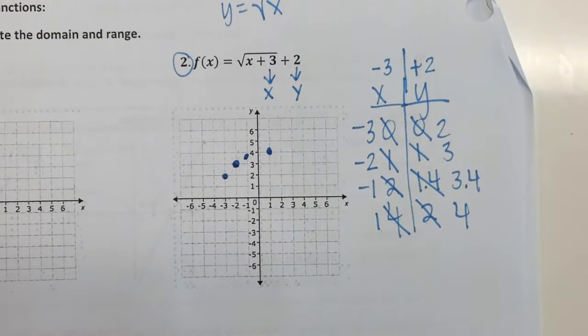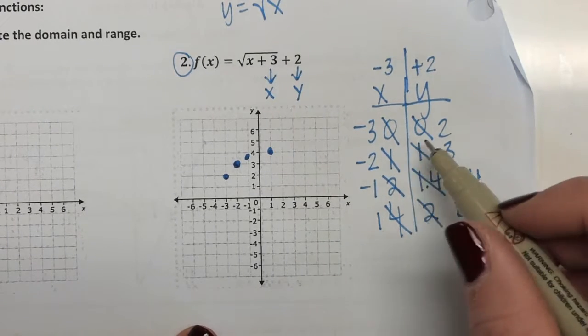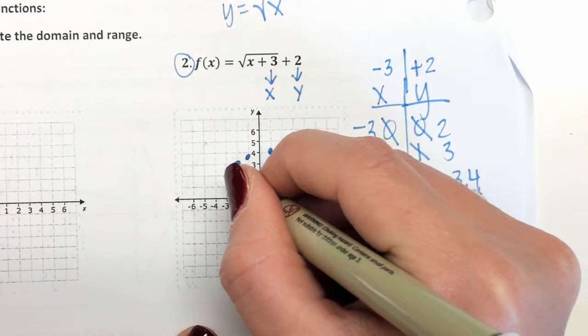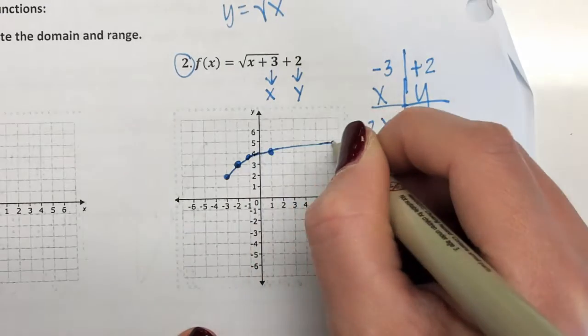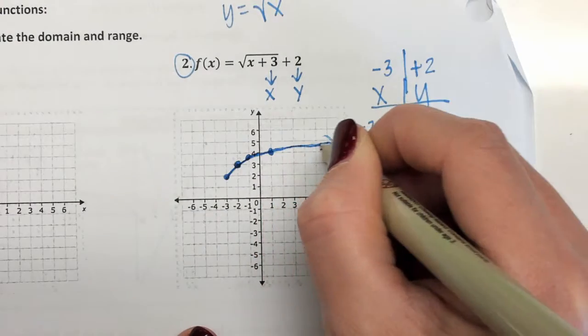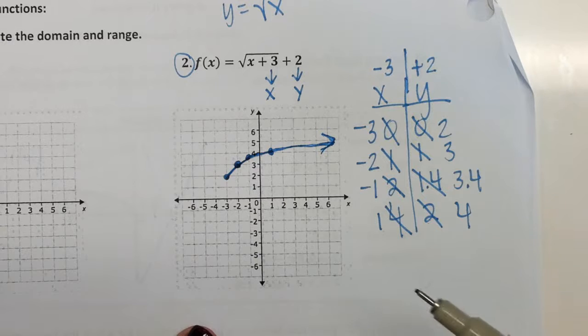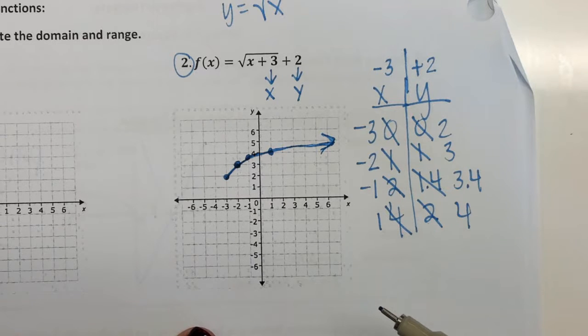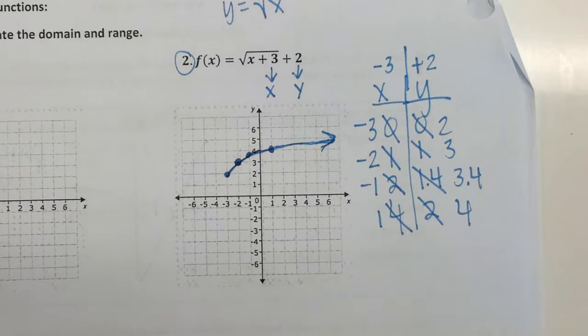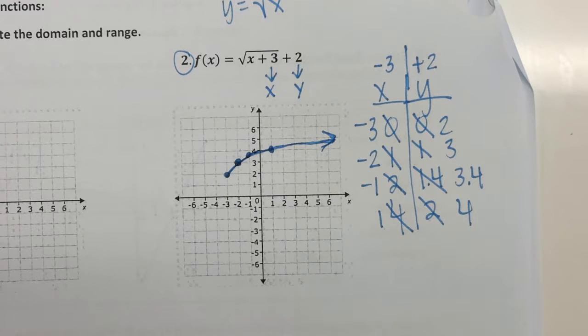What is the center or the starting point of this graph? Good, the first one we started with, negative 3, 2. So you're always going to start there and then connect the other points. And square root functions will always look like this. Any questions about that?